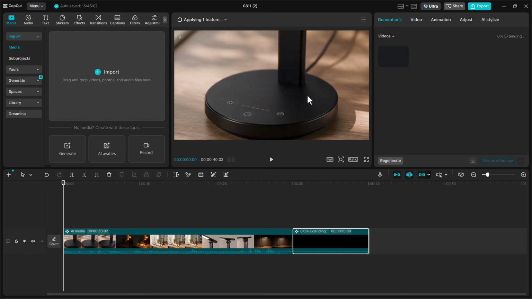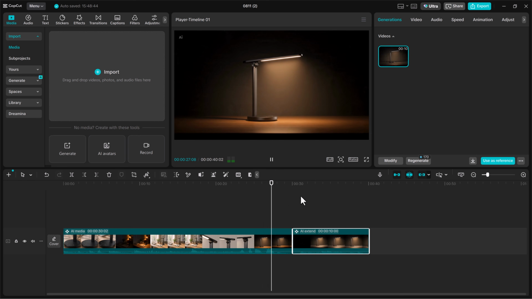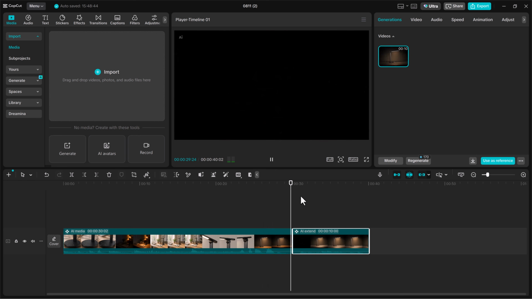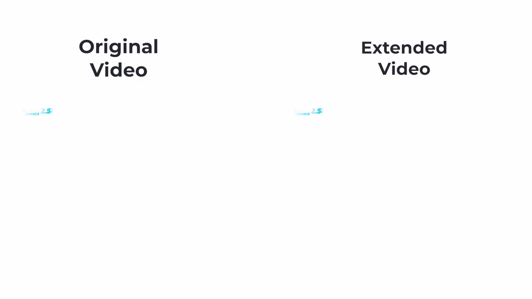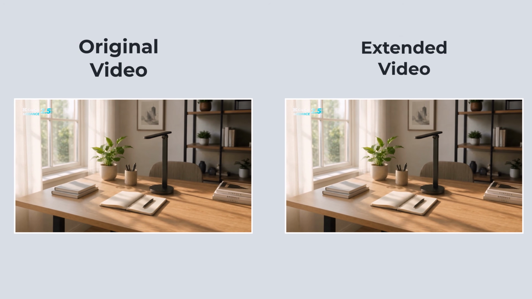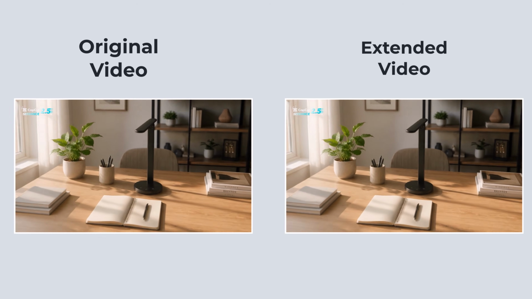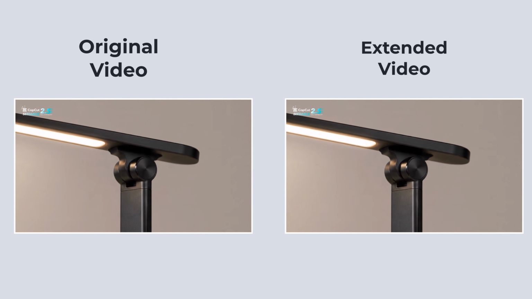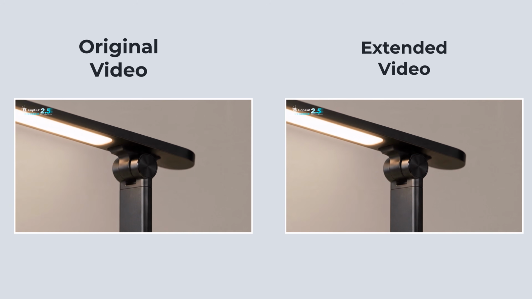Now, the extended version gives the commercial a more complete ending. This is especially useful when I already have a good sequence but need a few more seconds to complete the story. And with the AI Extend feature, you can extend your video by up to 30 seconds. For example, I extended my video by 10 seconds.